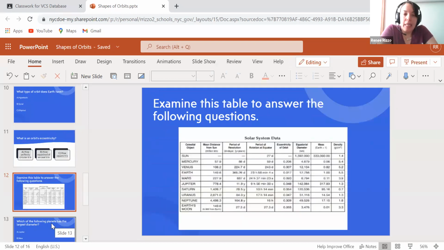So examine this table to answer the following questions. So this table was included in the original lesson. It goes over the celestial object, the mean distance from the sun, the period of revolution, the period of rotation at the equator, the eccentricity of orbit, the equatorial diameter, the mass, and the density.